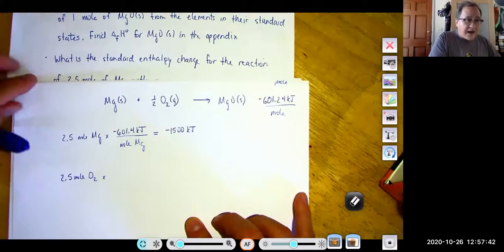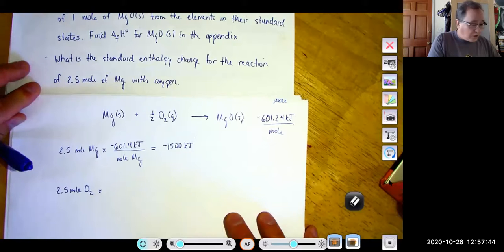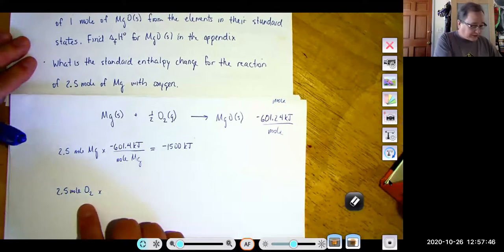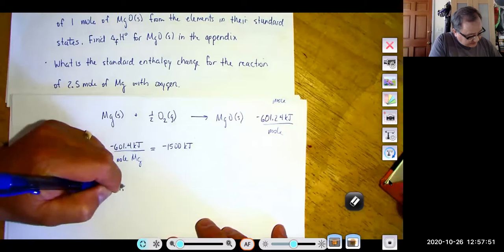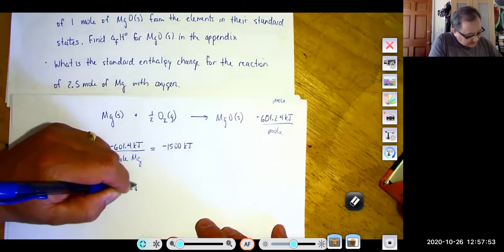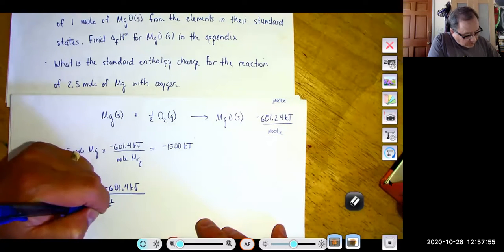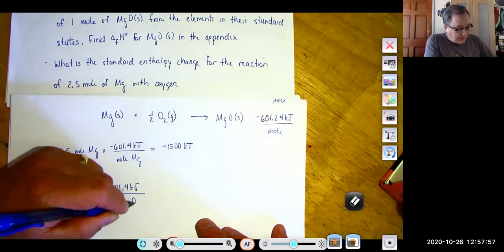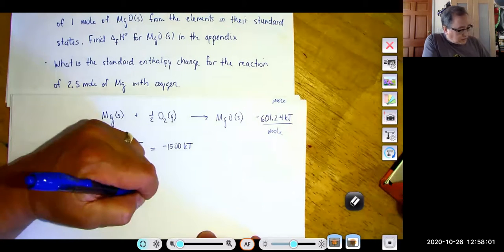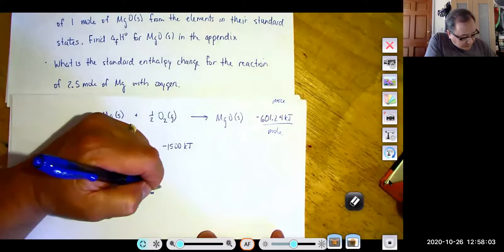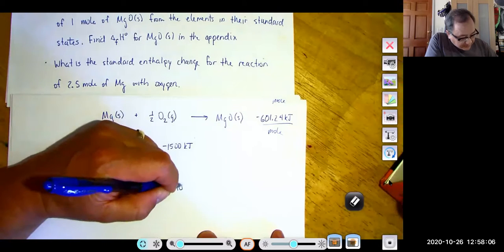What would this be if the question were instead asked for 2.5 moles of oxygen? So if this question were asked instead for the standard enthalpy change for 2.5 moles of oxygen, it would look like this. And this would be 1/2 mole of oxygen, because in the balanced reaction up there, it's 1/2 mole. So that means the answer would be 3.0 times 10 to the third kilojoules.